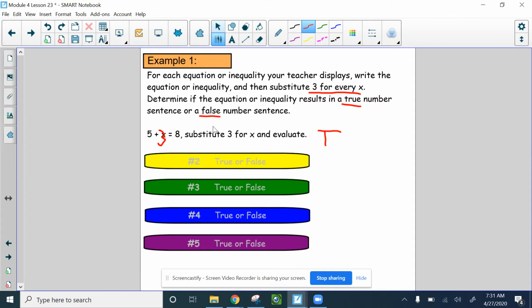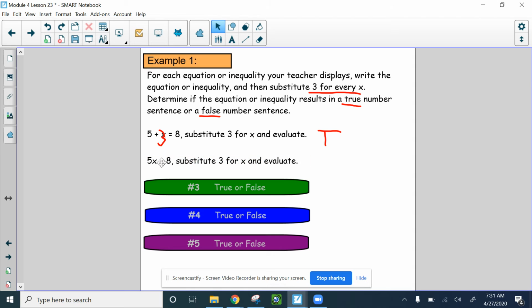Okay, let's look at the next one. So now I have 5x equals 8. And again, I'm going to be substituting in 3 for x. So wherever I see an x, I'm going to put the number 3 instead. Now, does this mean 53? No, remember a number next to a variable means to multiply. So this is really meaning 5 times 3. I'm going to try to put some parentheses there. I know it looks kind of sloppy, but I said 5 times 3 equals 8. Does 5 times 3 equal 8? No, because 5 times 3 equals 15. So this would be a false number statement.